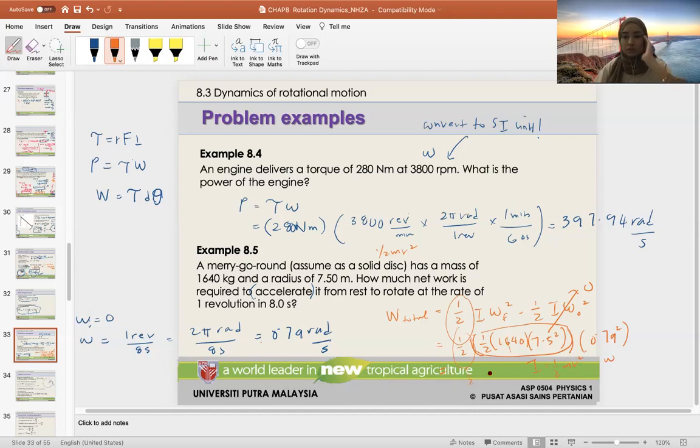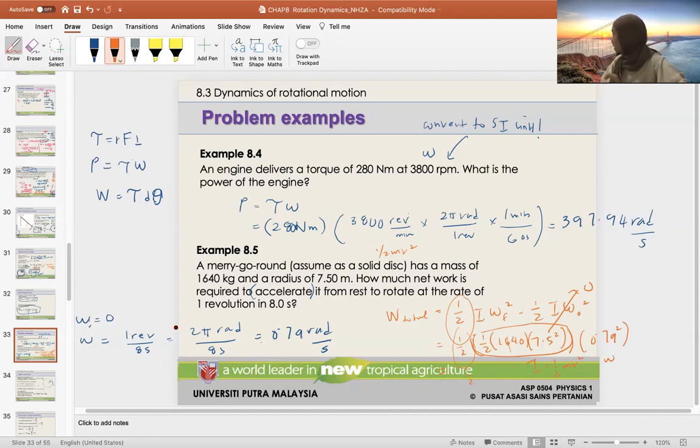Okay, so it should be easy if you know the work energy theorem. If they ask how much net work is done and they give a bunch of different speeds, you can use the linear work energy theorem if they give you v in linear. If they give you speed in angular, you use the angular one.